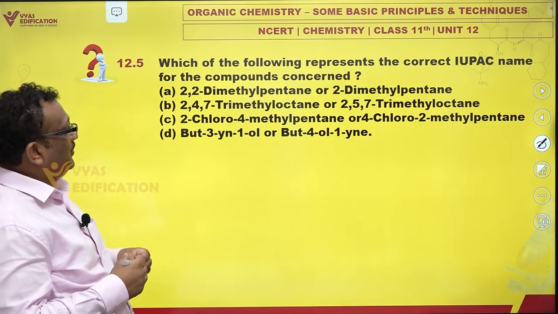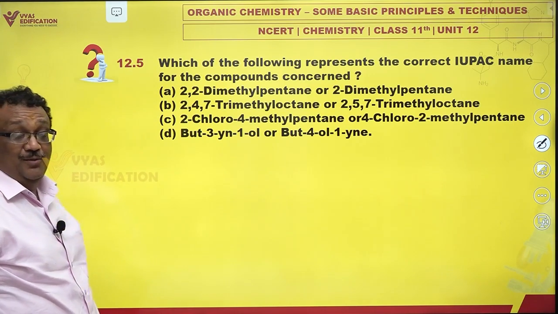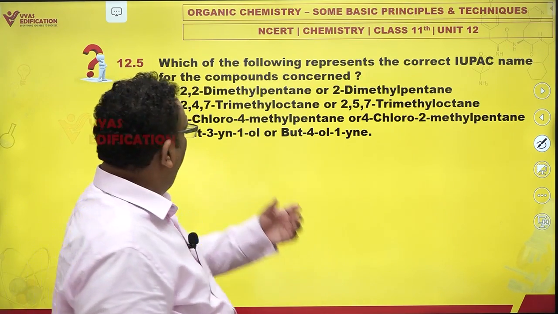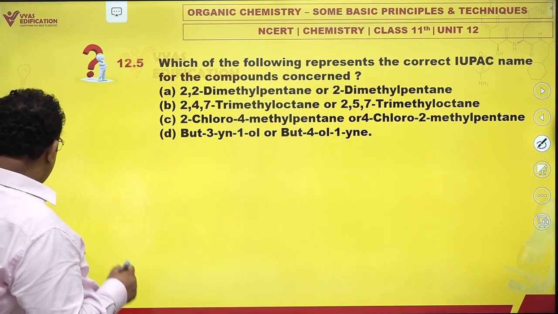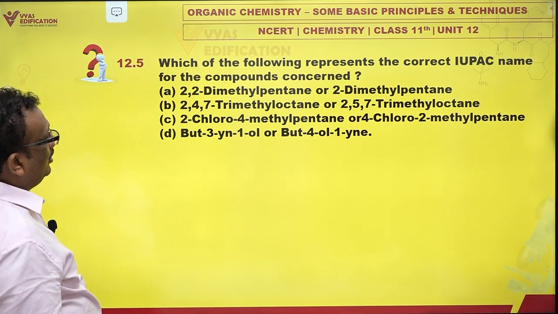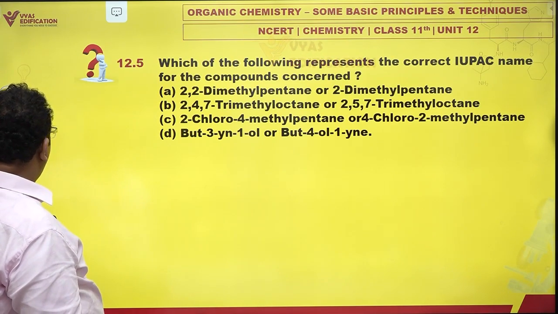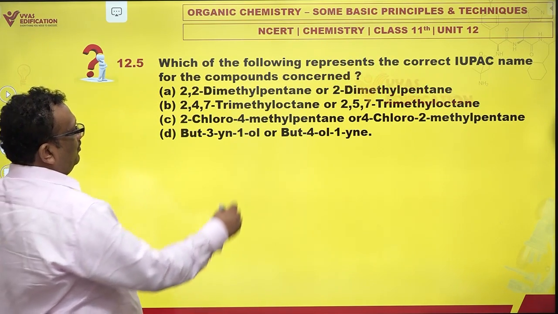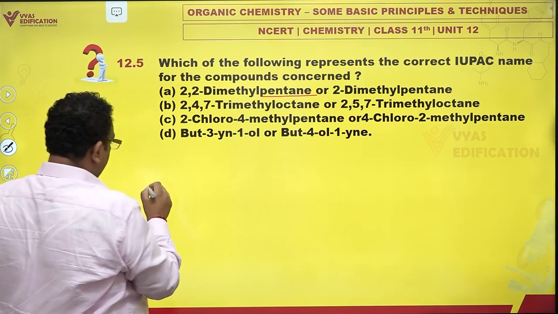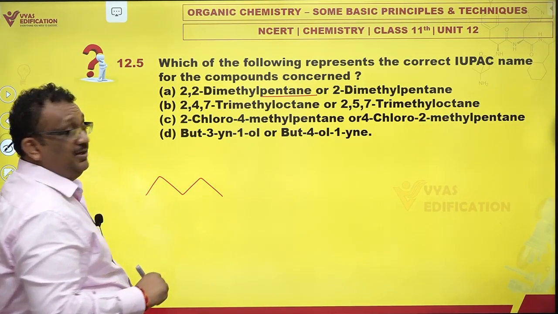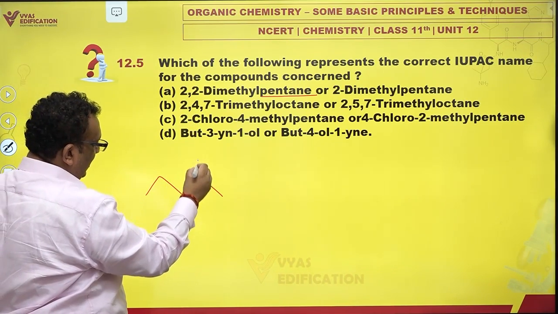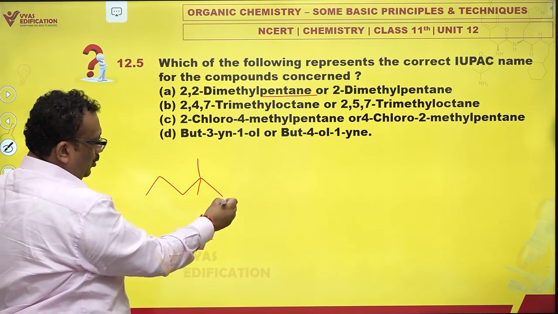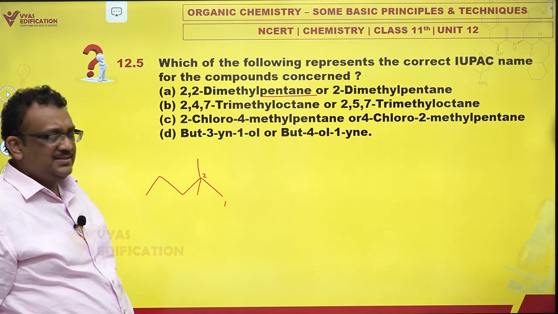Which of the following represents the correct IUPAC name for the compounds concerned? And what do we have? We have 2,2-dimethyl pentane, okay, or 2-dimethyl pentane. Let's see. Now, if I'm drawing pentane, this is pentane. And if there is dimethyl, 2,2-dimethyl, 1, 2. This makes sense.